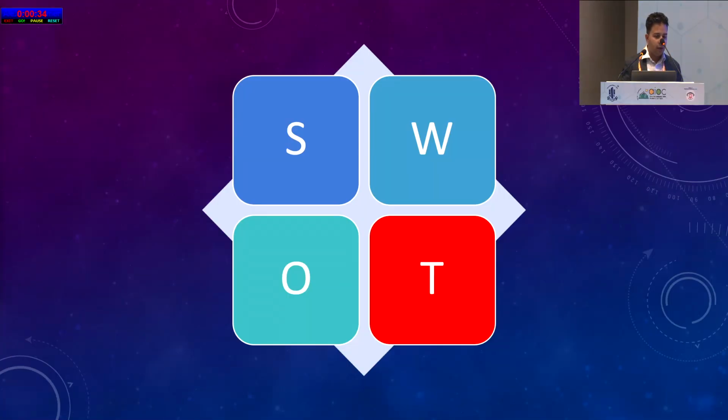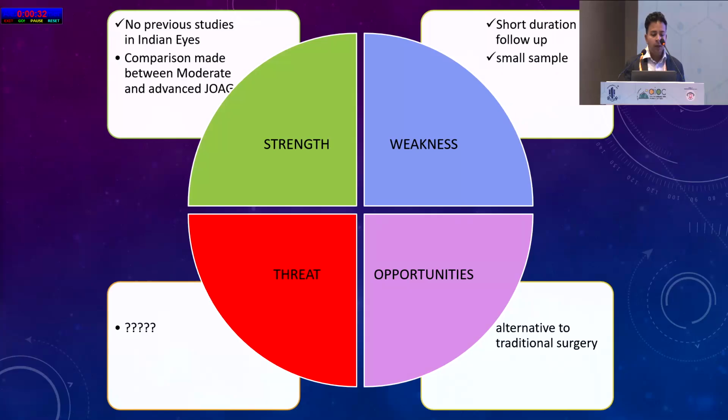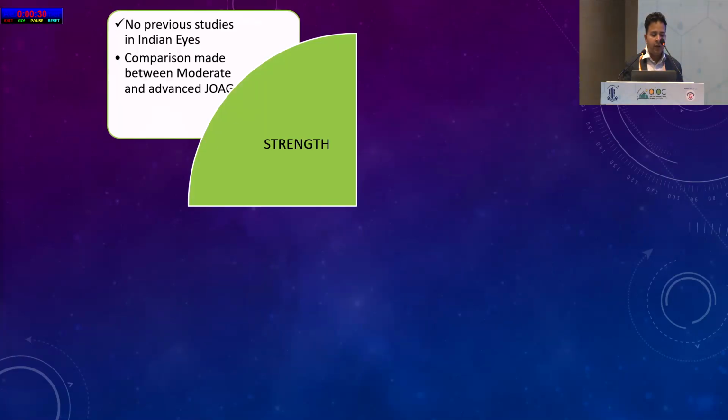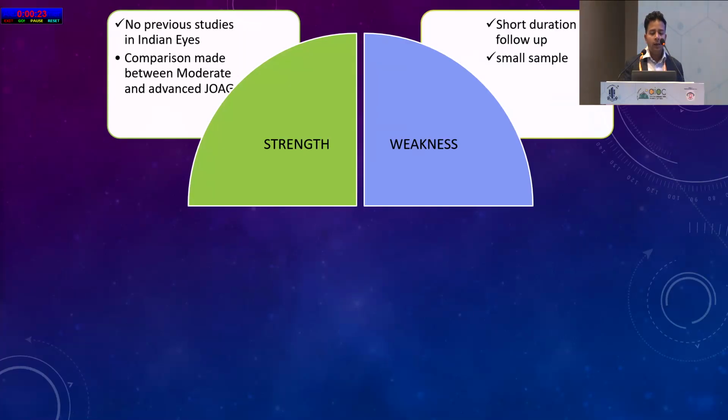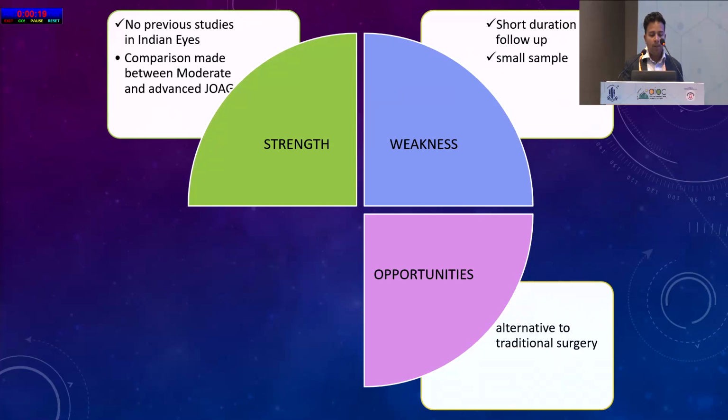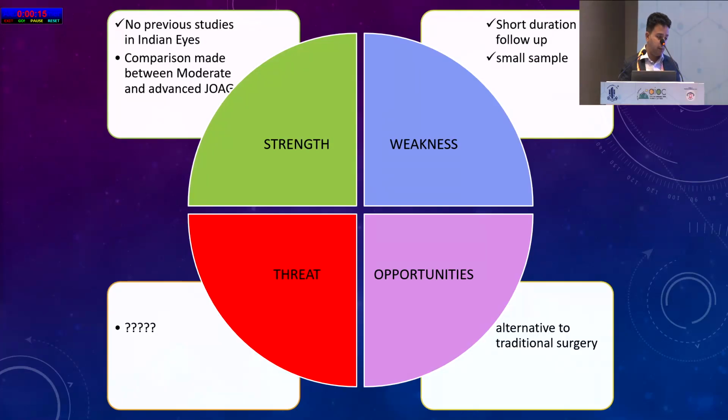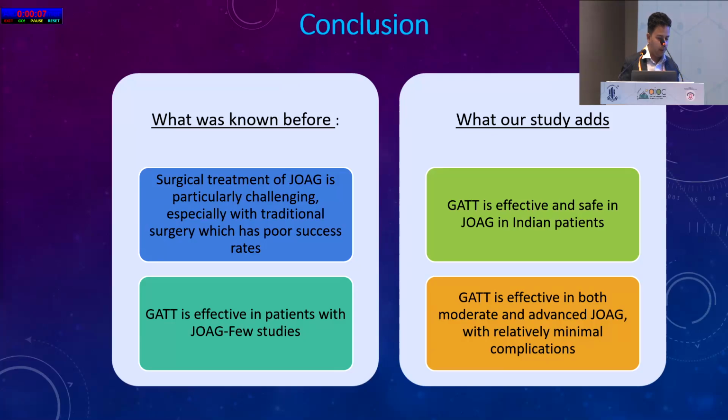So doing a SWOT analysis of our paper, the strength of the paper being no previous studies in Indian population, and the comparison was made between moderate and advanced glaucoma. Weakness is that it is a short duration, of course, and we have a smaller sample size. Opportunities can be that it can be an alternative to the traditional surgeries. And threat, yes, of course, we had one patient with a threatening complication of microhyphema, that can be considered as a threat.